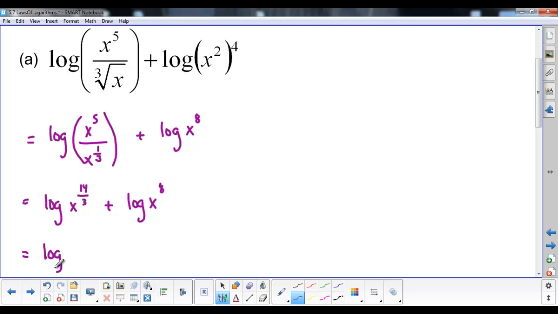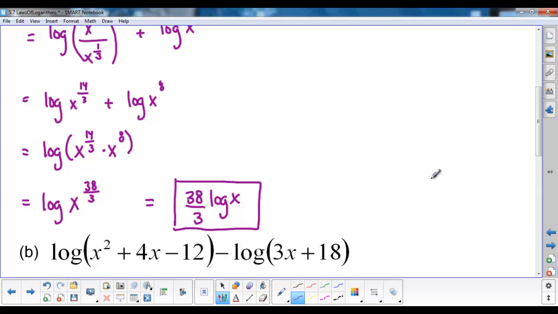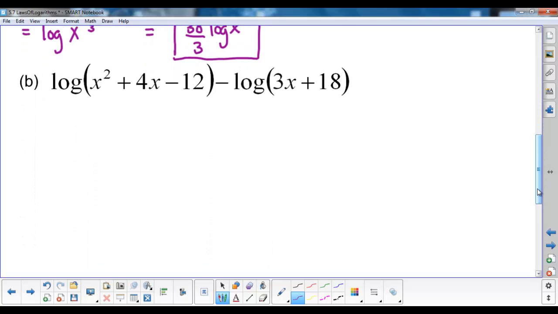So again, the bases are the same, so we're allowed to do this. I'm going to keep the base, but I'm going to multiply our arguments together. So x to the power of 14/3 times x to the power of 8. Now again, using exponent laws, whenever you have the same base, you keep the base, and then you add the exponents together. So if you did 14/3 plus 8 and got your common denominator, you should end up with 38/3. And if you want to simplify one step further, you can actually take that exponent and bring it down as a coefficient. Alright, let's move on to part B.